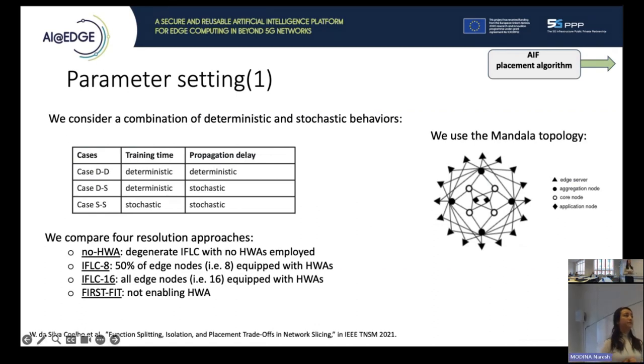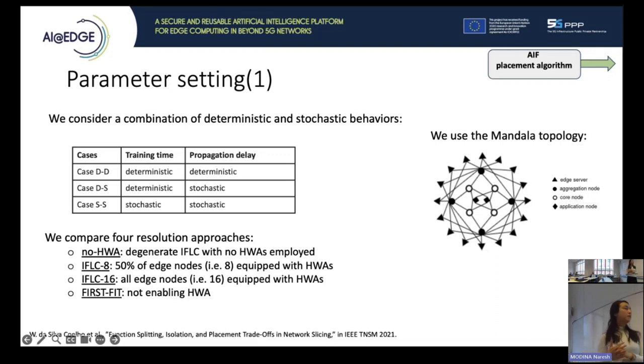Other parameter settings concern the different cases that we have been testing. We wanted to evaluate the impact of the stochastic and deterministic values on the placement model. So we have tested deterministic values for both training time and propagation delay, and then we switched them. We have also used deterministic training time with stochastic propagation delay, and we have tested when both of them are stochastic. The topology that we have used is the mandala topology with 16 edge nodes, so a total of 26 nodes.